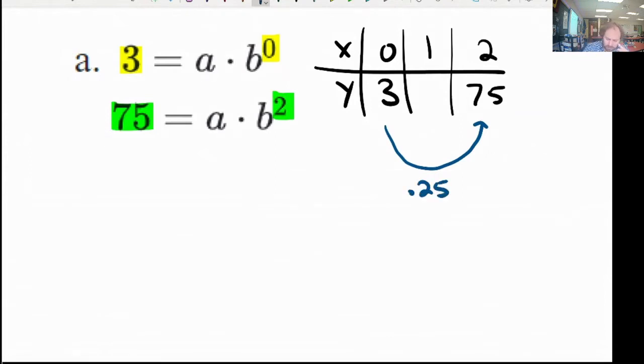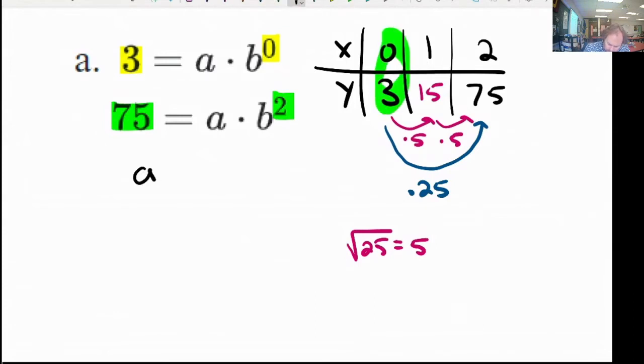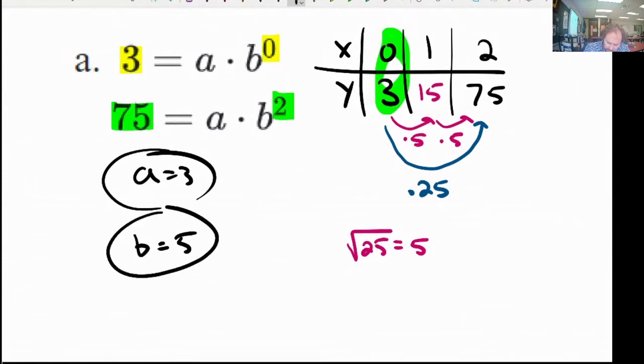And so what we want to think about here is, okay, how can I break up that multiplication by 25 into 2 equal steps? And the answer here is to take the square root of 25, which is 5. And that's times 5 times 5. 3 times 5 is 15, and 15 times 5 is 75. So this tells us everything. This tells us that A is 3, and it tells us that B is 5 from the multiplication right there.